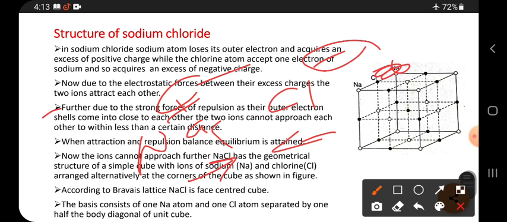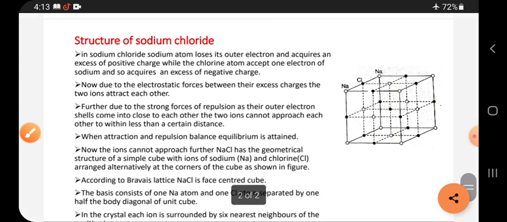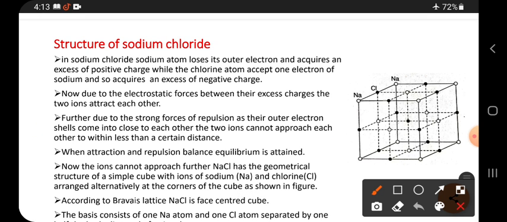Why? Because while sodium is coming near the chlorine, chlorine contains electrons and a nucleus, and sodium also contains electrons and a nucleus. So these electrons repel each other, and the nuclei repel each other. Then they stay at a particular point, where their forces must be balanced.